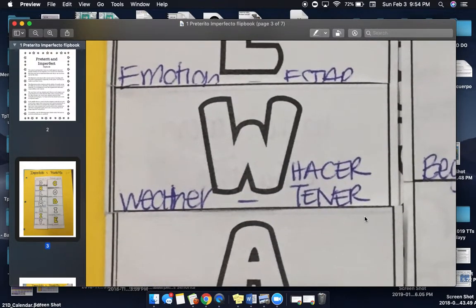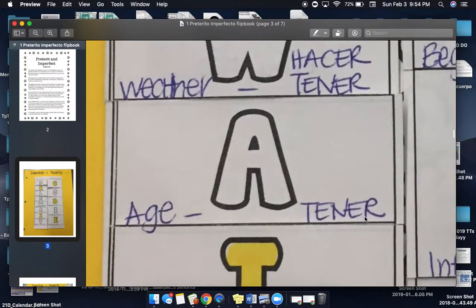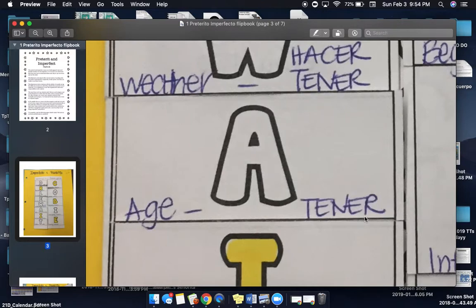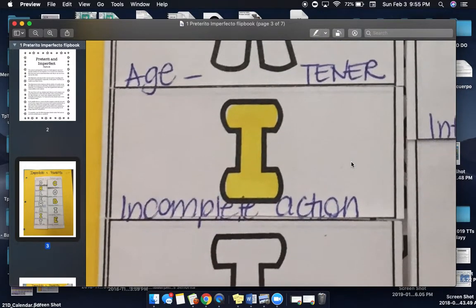Weather, all the different weather expressions, hacer, tener, estar, anything that's going to describe the weather is going to be in the imperfect. Age, so this is very important for your essay, correct? The composition that you're writing. When I was 5 years old, I used to do this on snow days. Your age is going to be expressed in the imperfect.